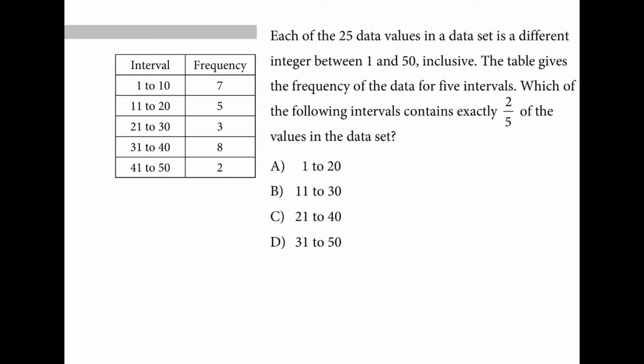Which of the following intervals contains exactly 2/5 of the values in the dataset? So 2/5 of 25 would be 10. So these two do not make 10. These two do not make 10. But if you add together these two, they make 10.